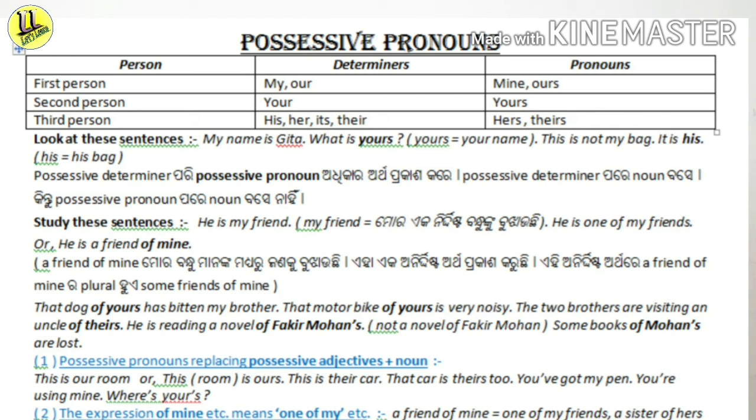You have got my pen. You are using mine. And then the second point is the expression of mine, etc. means one of mine, etc. For example, a friend of mine means one of my friends. A sister of hers means one of her sisters. This is all about possessive pronouns.